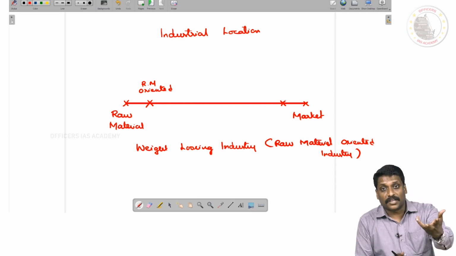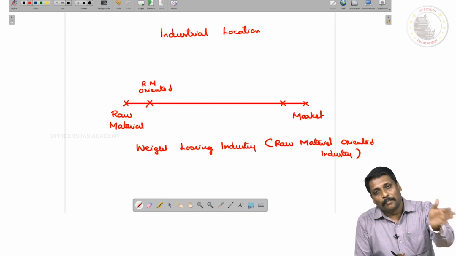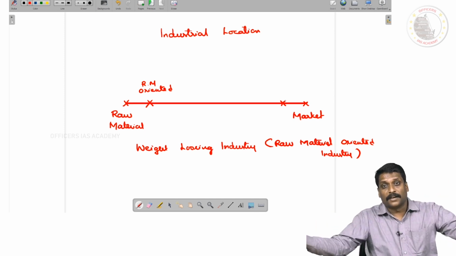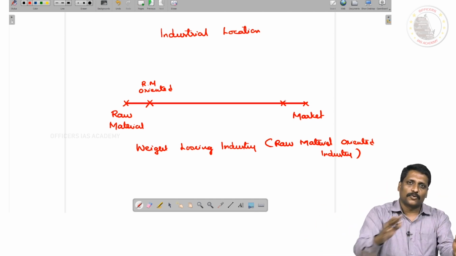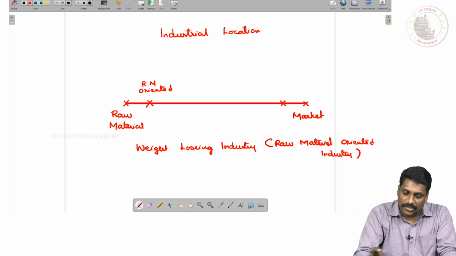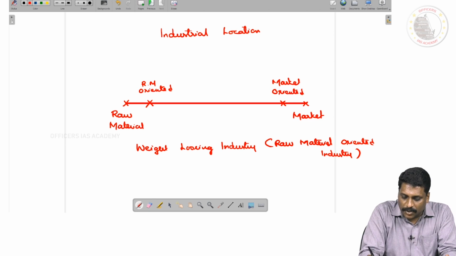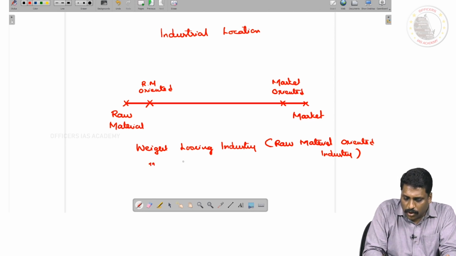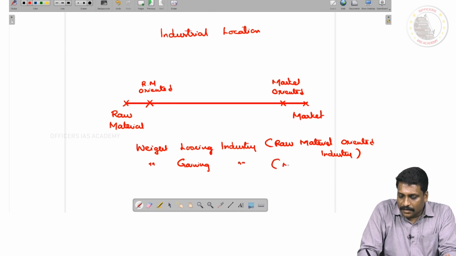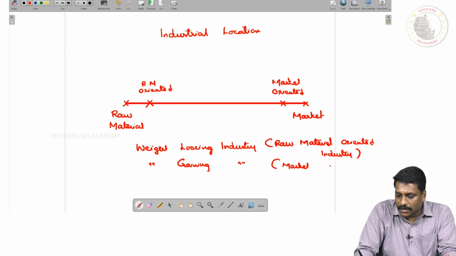gaining industry will be located where? Near the place of the market itself. So it becomes big, easy to transport, and you almost directly sell it in the market. Such industries will be located very near to the market. You call them as what? Market oriented industry. Sometimes this market oriented industry is also called as what? Weight gaining industry. It is market oriented industry.